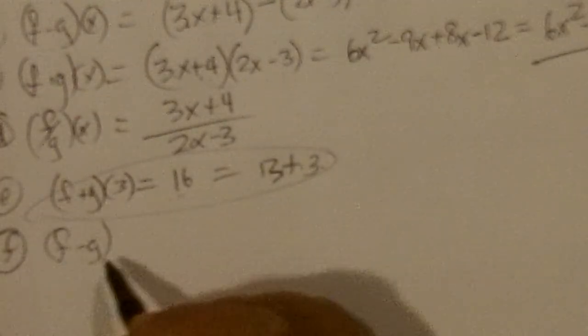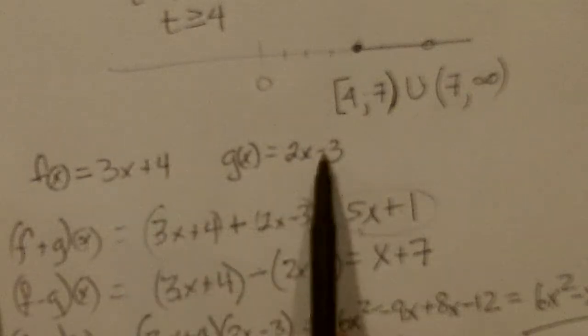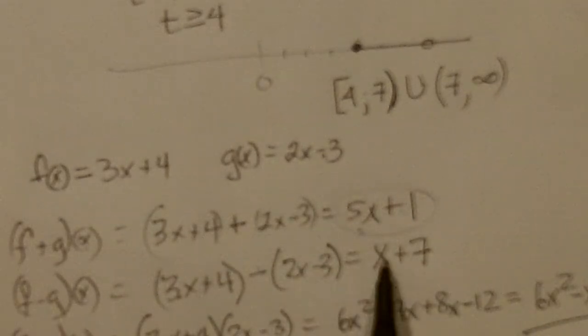F minus G of 4. So I can put 4 into each one separately, but I can also just put it into this. 4 plus 7 is 11.